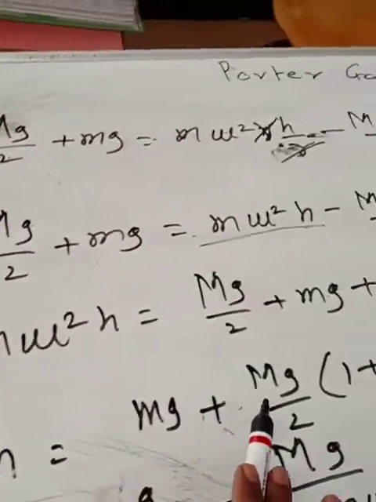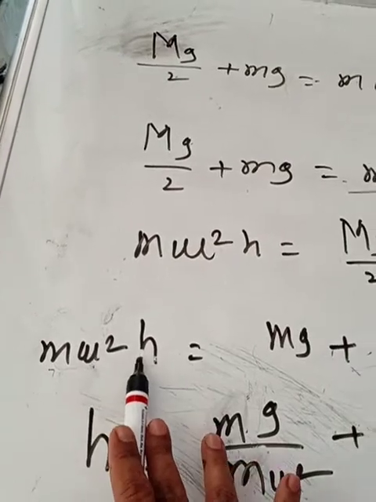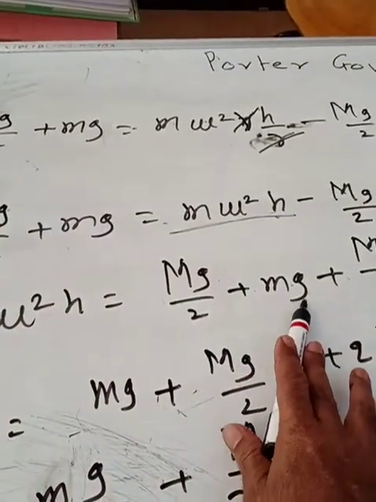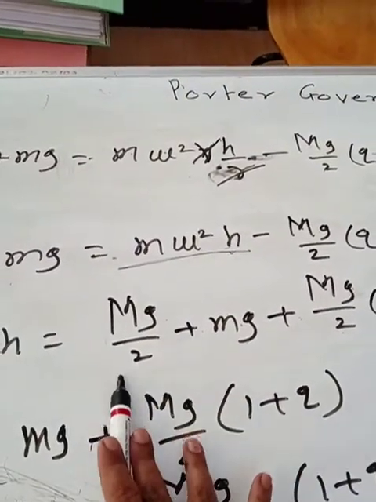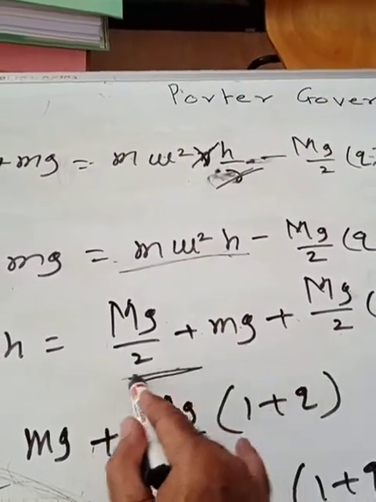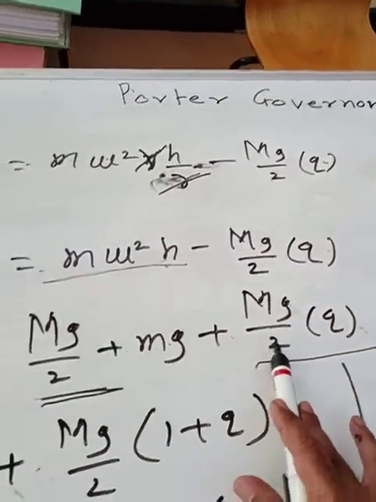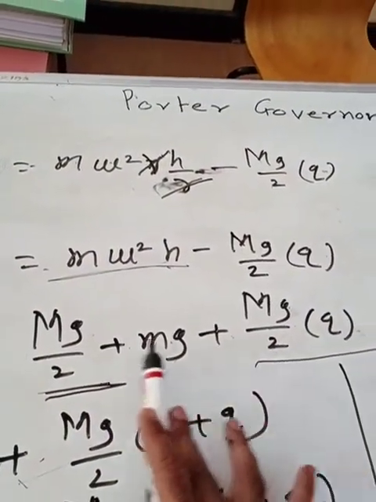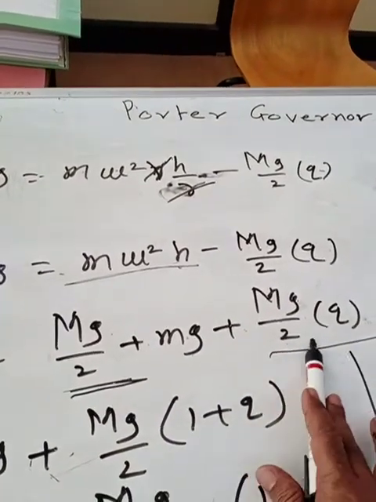Now what will happen here, we are going to just calculate this m omega square h is equal to this. Mg we will write first, and from this quantity and this quantity we will take this Mg divided by 2 as a common. Here what will remain? It will remain only 1. Here what will remain?